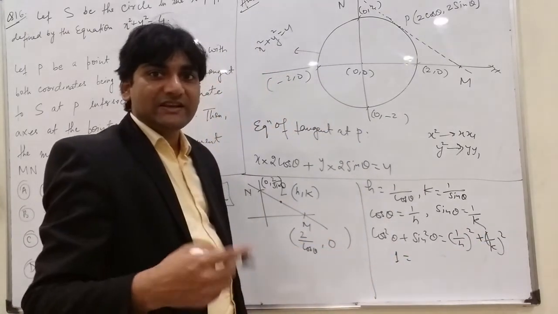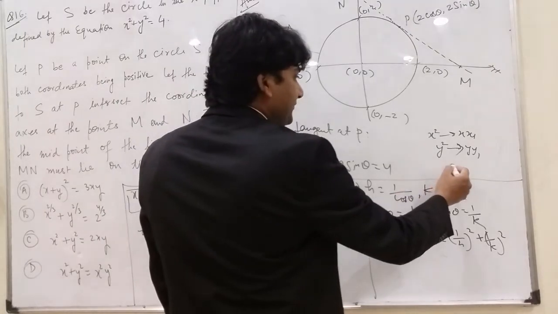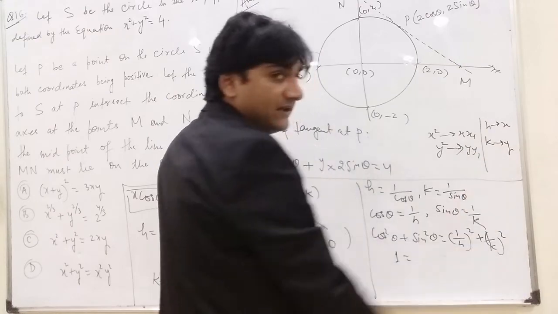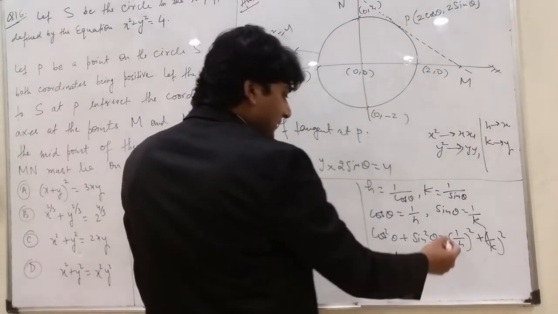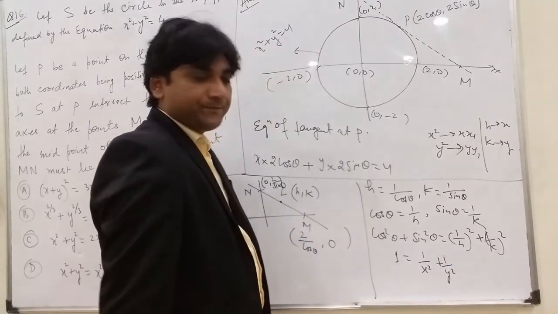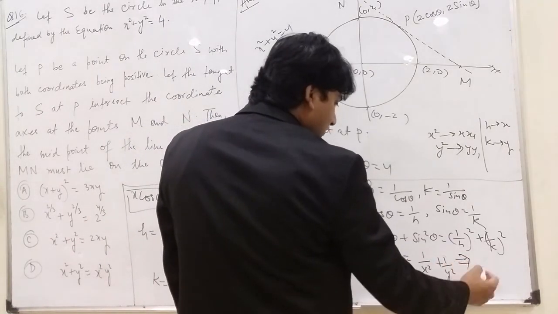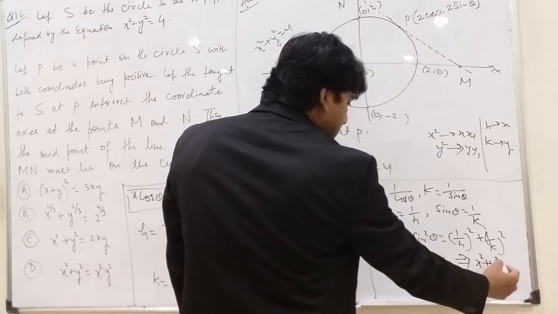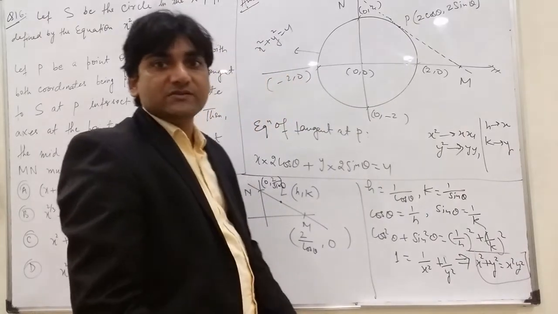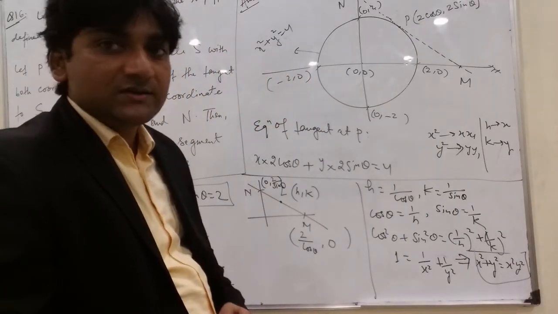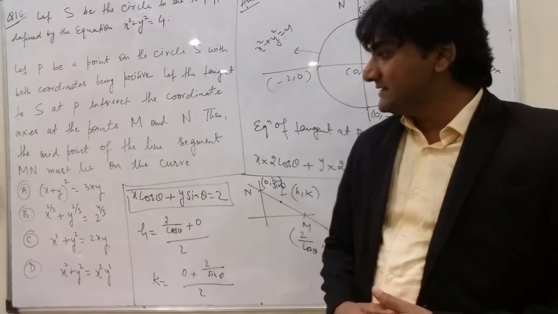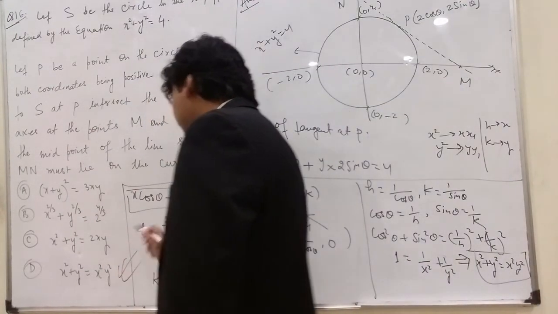Now we will convert h in x for the locus. We know we are converting h in x and k in y at last step. So we got 1 over x square plus 1 over y square, right? And now you can solve it. You will get x square plus y square equals x square y square. So x square plus y square equals x square times y square we got, which is equal to which option? A, B, C and D. This is D option, right?